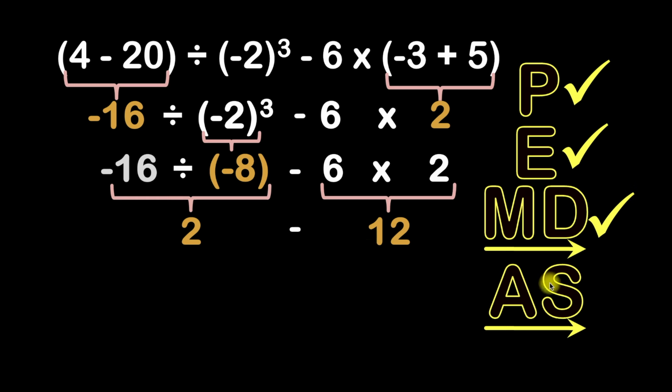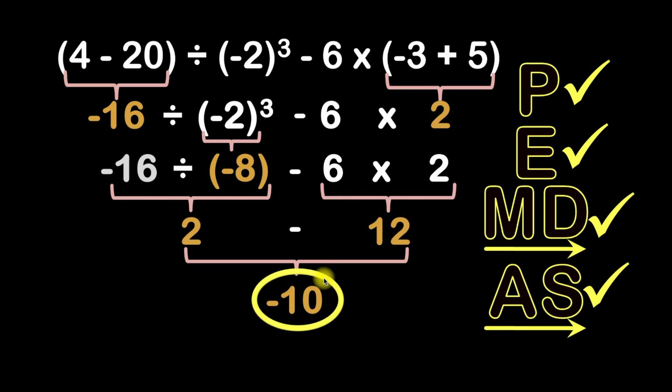And that brings us to step 4, which is addition or subtraction, and that's not too bad because we only have one operation, which is subtraction. 2 minus 12 gives us negative 10. And since there's no other operations to do, I'm done with step 4. And my final answer is negative 10.